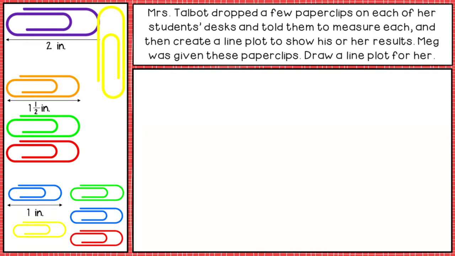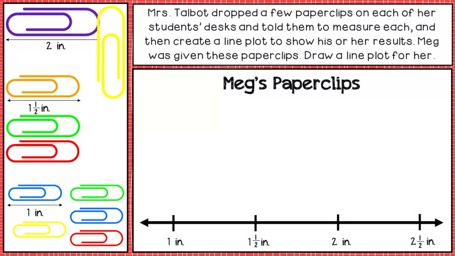First thing we have to do is what? You're right. We have to label it. Let's call it Meg's paper clips. We're going to draw our number line and we're going to label it. So we're going to start with the 1 and we're going to go up to the bigger. So we've got 1, 1 1/2, 2, 2 1/2. So we're going to start with 1 inch. So here's my 1 inch. I've got 1, 2, 3, 4, 5. So I'm going to put 5 X's. 1 1/2, there's 1, 2, 3. So I'm going to put 3 X's. 2 inches, there are 2. And 2 1/2, I don't see any, do you? So let's leave that blank.